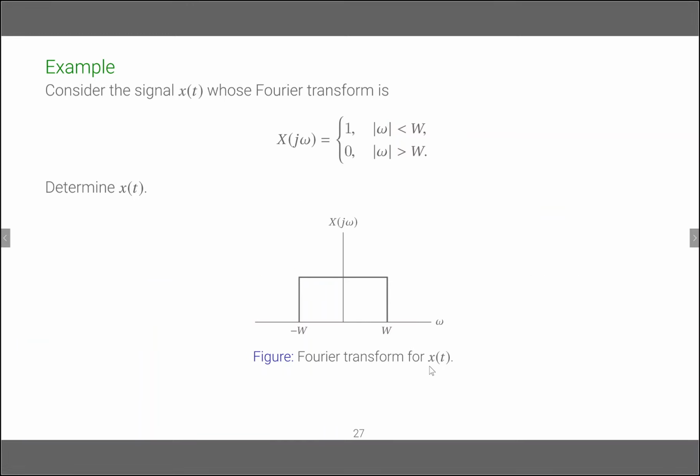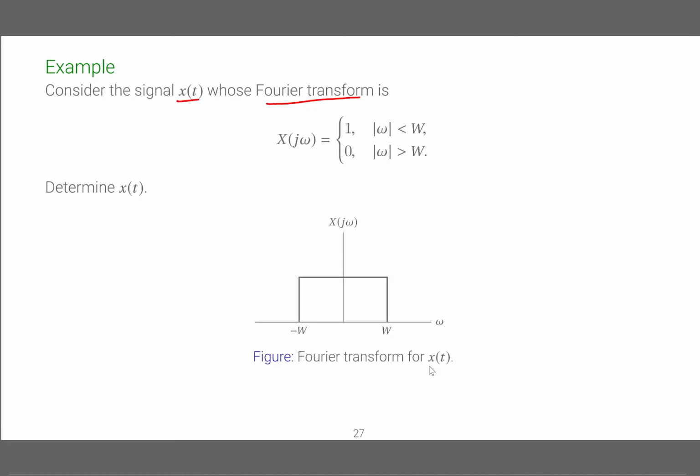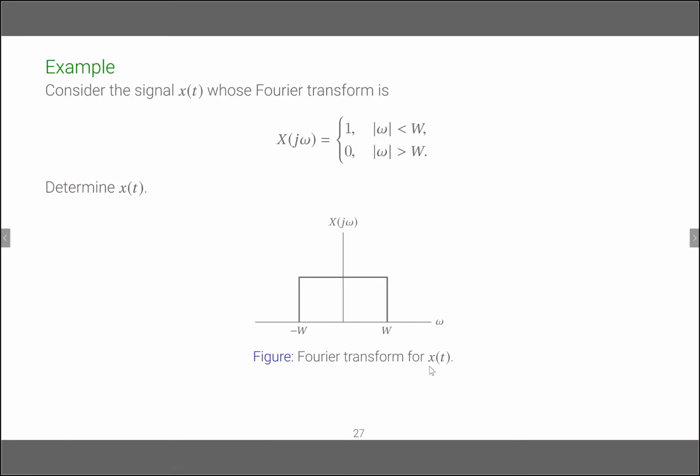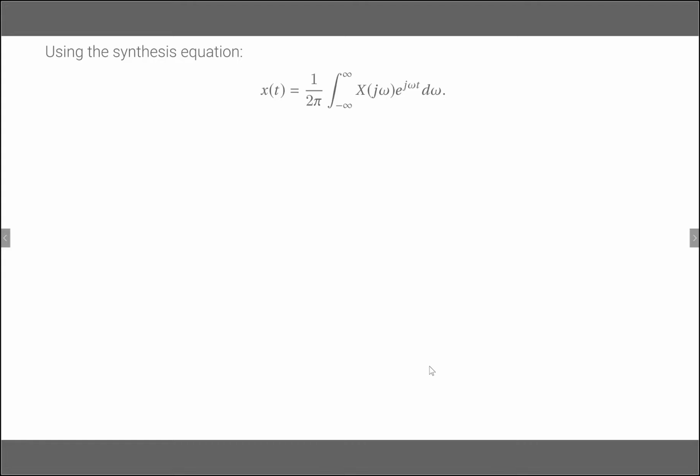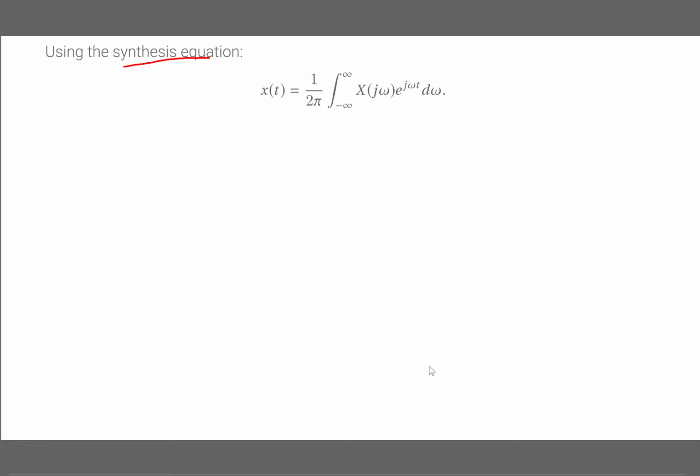Okay, now let's consider the signal x(t) whose Fourier transform is this one: 1 from minus W to W. So we have been given the Fourier transform, and we have to determine x(t). So it is quite the same as obtaining the inverse Fourier transform. So we use the synthesis equation, 1 over 2 pi, integral from minus infinity to infinity of X(j omega) e to the power of plus j omega t d omega.